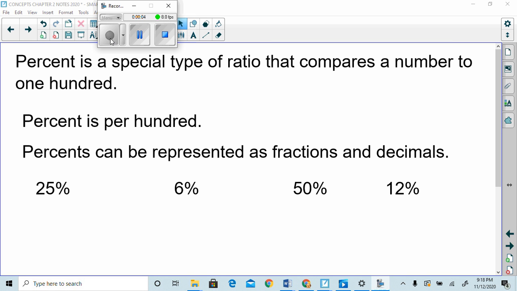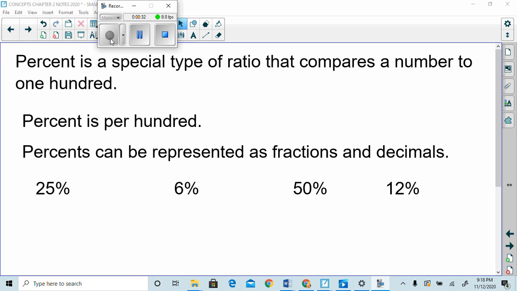In our last couple sections, we were talking about ratios and then proportions, and I want to go back to ratios for just a moment because there's a special kind of ratio that compares a number to 100 that we call a percent. The word percent means per hundred. Percents can be represented as fractions, that is, fractions in lowest terms, and decimals. So let's take a look at that.